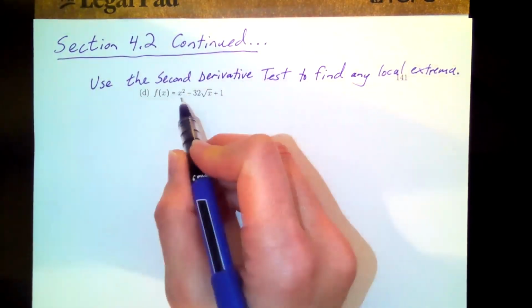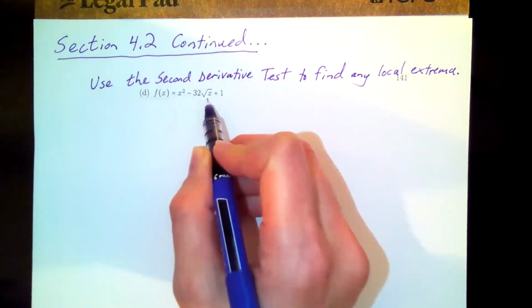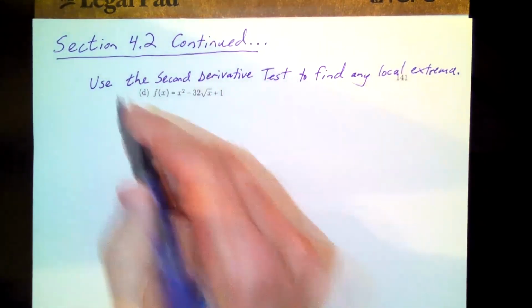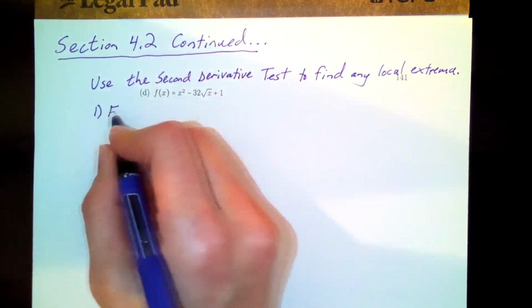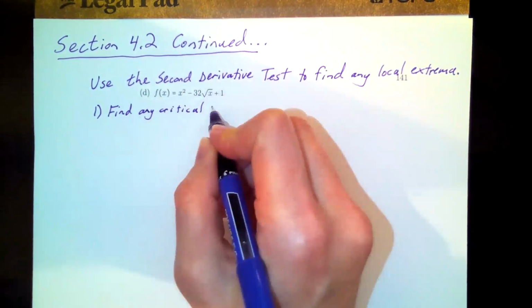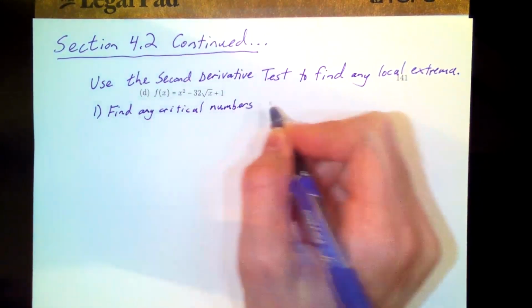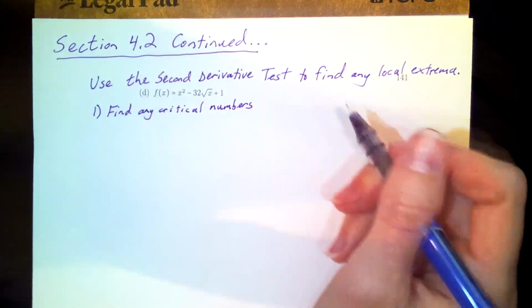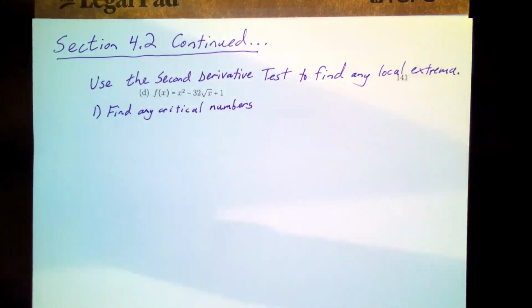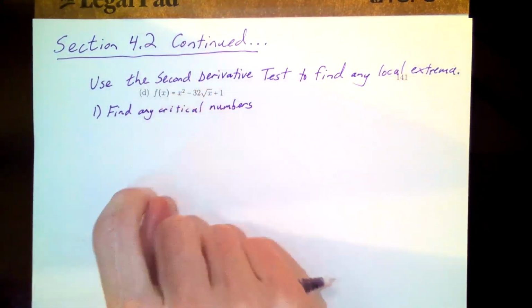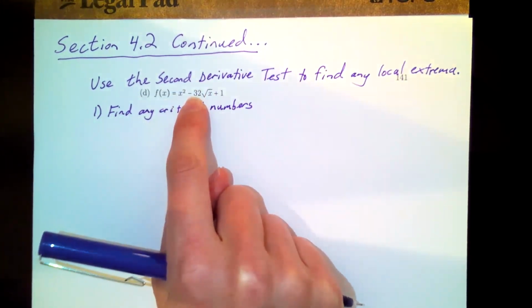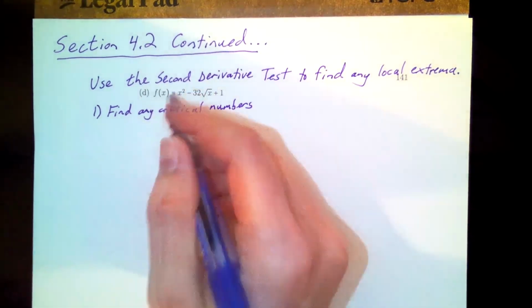My function here is x squared minus 32 square root of x plus 1, and it tells me to find any local extrema using the second derivative test. The first thing that you need to do is find any critical numbers, because those critical numbers are going to be my maximum and minimum candidates. And fortunately for us, when I'm talking about finding local extrema, actual maximums and minimums will only occur in values where your derivative is set equal to 0. So what I'm going to do is take this function and find its derivative, and once I find its derivative, I'm going to set it equal to 0.